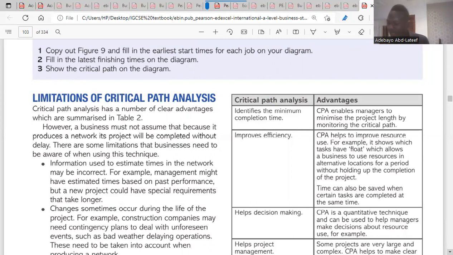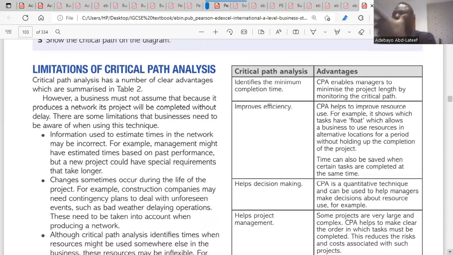Number one, information used to estimate times in the network may be incorrect. You are using critical path analysis, you are using information, you are using an estimate. Sometimes the estimate might be over and it might also be under. If it is under, it affects the project. If it is over, it also affects the project. So this is one of the problems you face when you are using critical path analysis. The estimate you are using might not be correct.